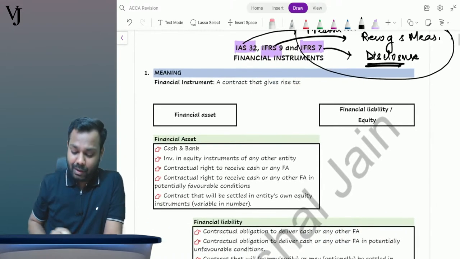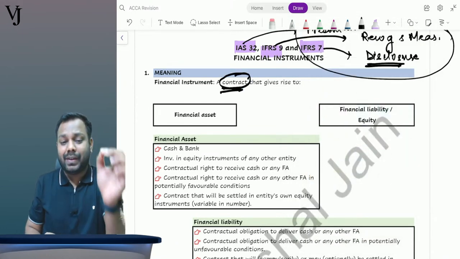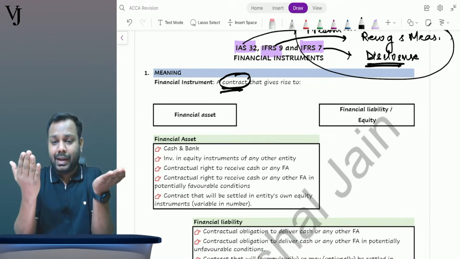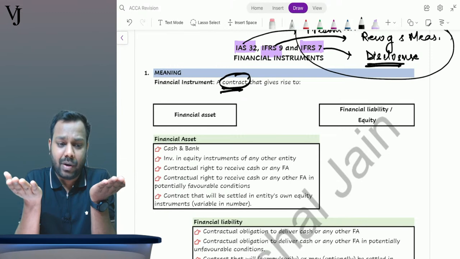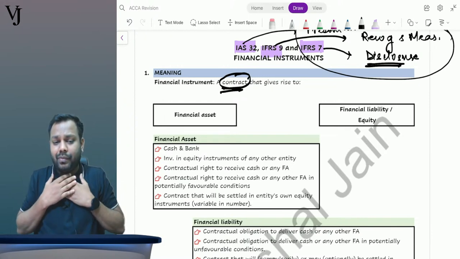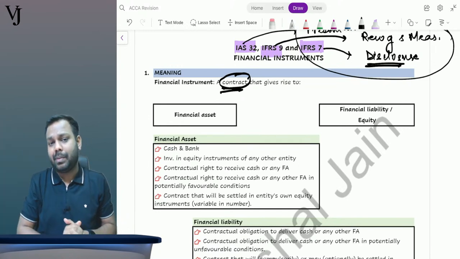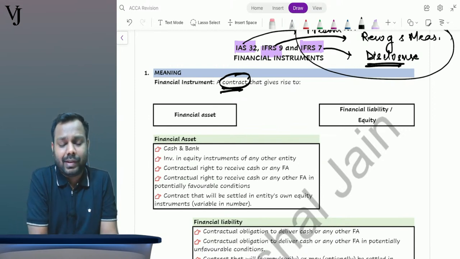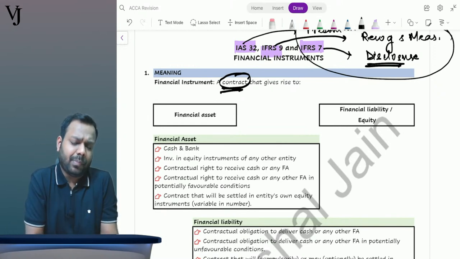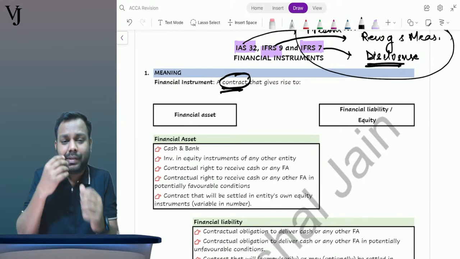Now, the meaning of the term financial instruments. As the standard says, a financial instrument is a contract which gives rise to a financial asset for one party and a financial liability or equity instrument for another party. Let me give you an example. Let's suppose I took a loan from the bank. It is a financial liability for me and a financial asset for the bank. Now another example: I invested in the equity shares of the bank, let's suppose State Bank of India. Again, it's a financial asset for me and it's equity for the bank.